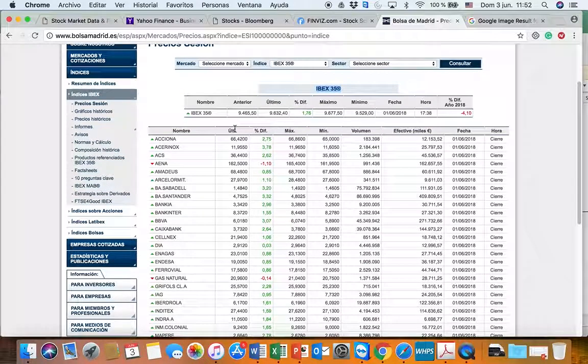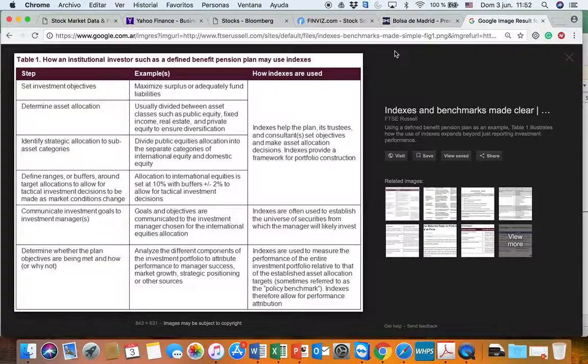There's also a chart here which tells us the key thing I wanted to take away, which is how indexes are used. They can help the plan set the objectives for asset allocation, so it's a very good benchmark, reference point, standard point. And point two is they are often used to establish the universe of securities from which the manager will likely invest. So it's a very good starting point to build a small, medium-sized, or large portfolio, any portfolio.